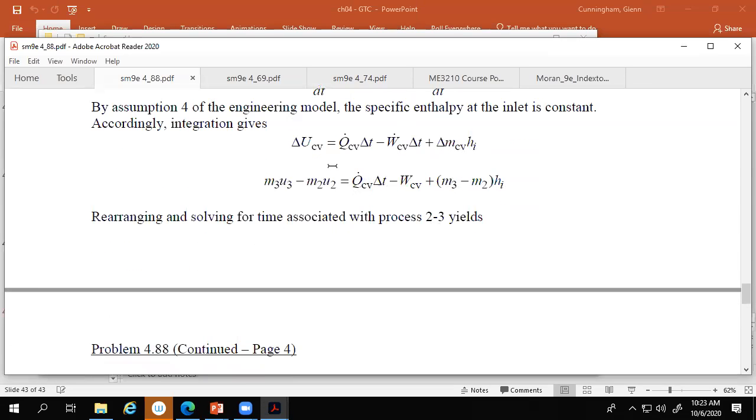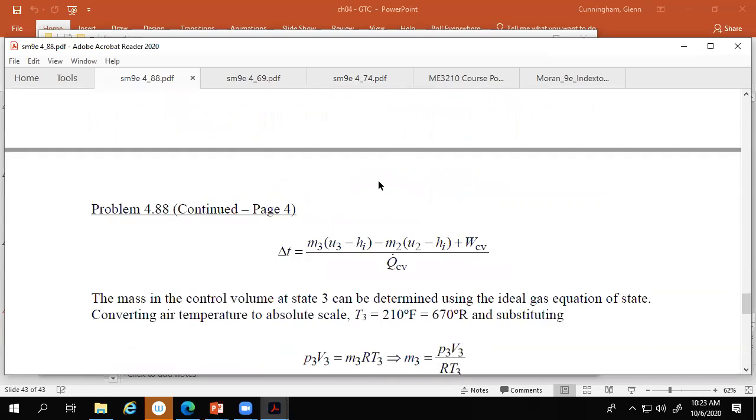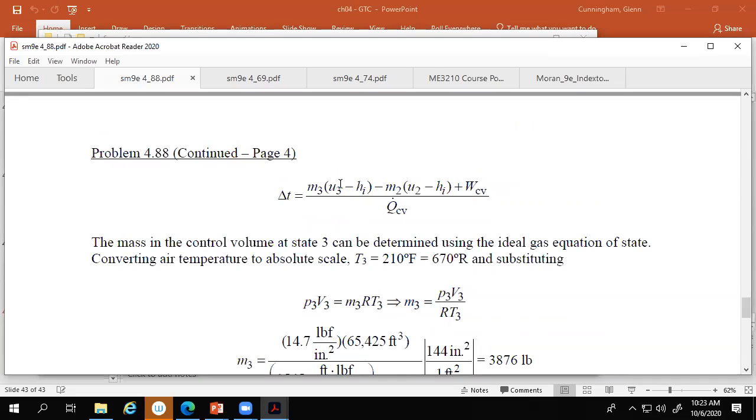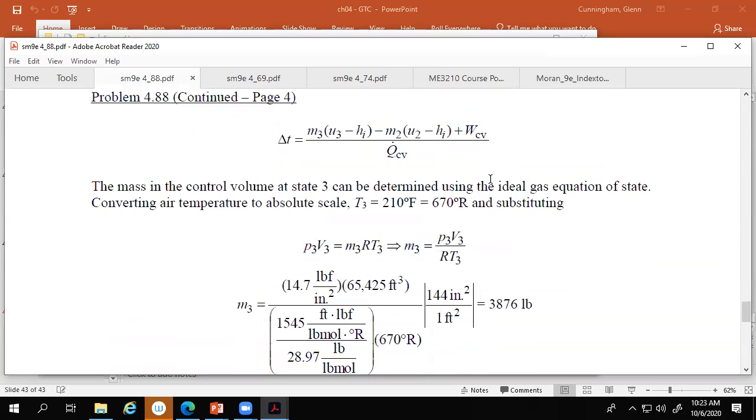So we want to solve for this delta T here, see? So we do. And so, you see, the only time on the right-hand side is in the heat transfer term. So that's where the time comes in, because that's BTUs per hour. The rest of these are amounts. Same sort of a thing.